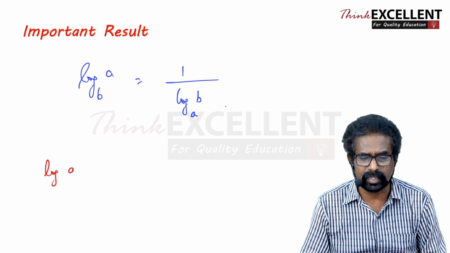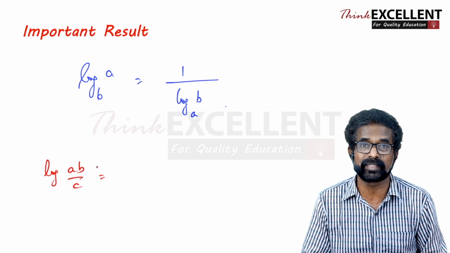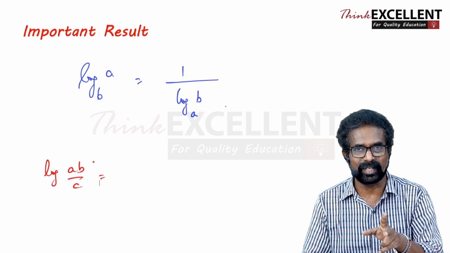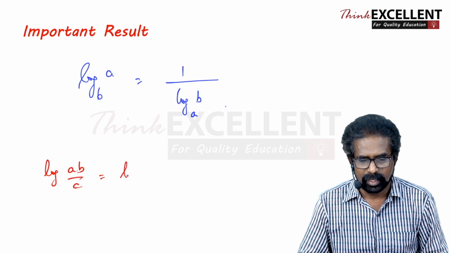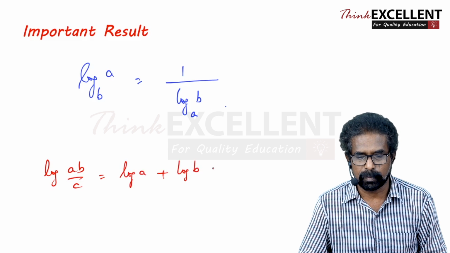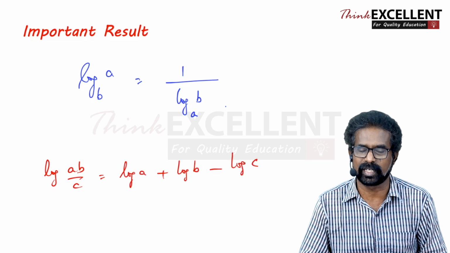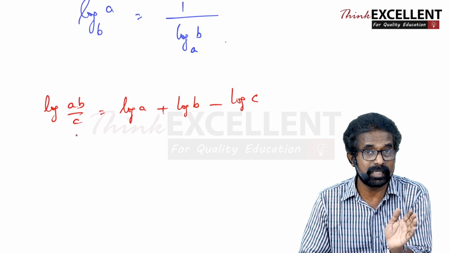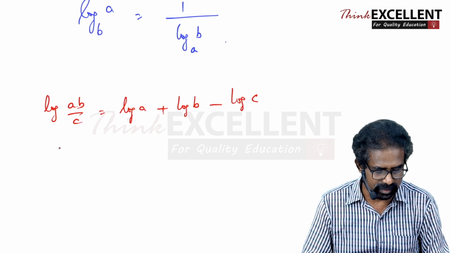Okay, now let us see. Suppose you have log of A B by C. Can you say how to write? Product, quotient, everything is there, right? So you can write it as log A plus log B because product, right? Minus log C. Hope you understood this, right? Log A, base must be the same. Okay, I can write everywhere the same thing.